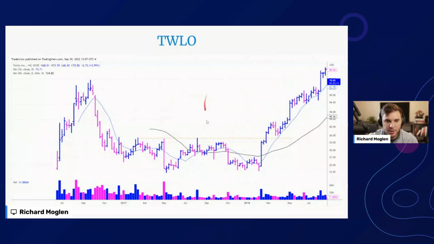Twilio, this is another IPO primary base setup, which we'll cover in just a second. This is when it IPO'd, it had a nice move, then went through a longer term basing period where it basically goes sideways. And then once again, this is an earnings gap up here. It breaks out through this key level, which was resistance, and starts a nice trend above a rising 10 and 40-week moving average. And we all know that Twilio has been one of the best performers over the past few years, and it all started from this move, from this setup.